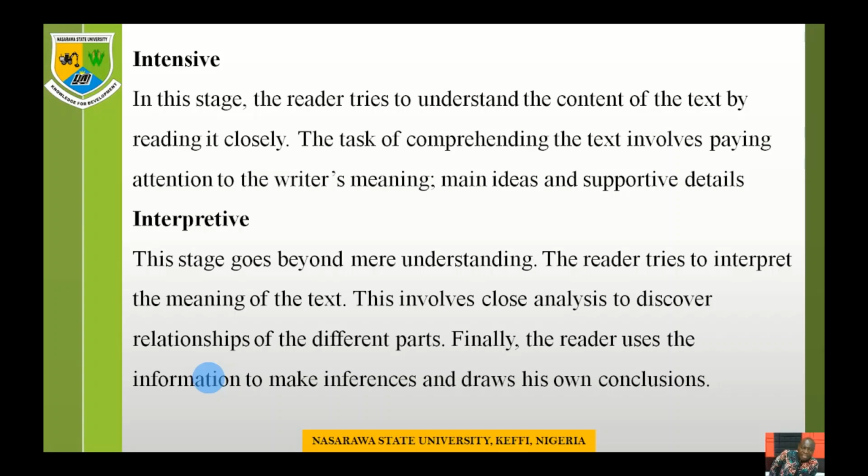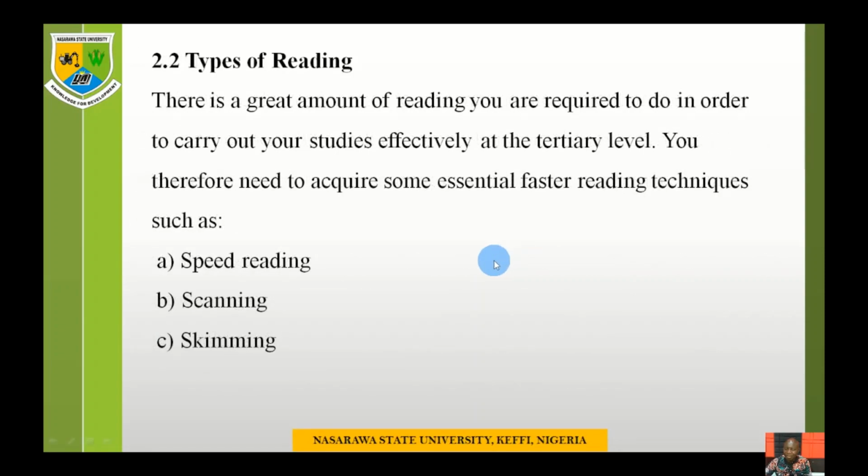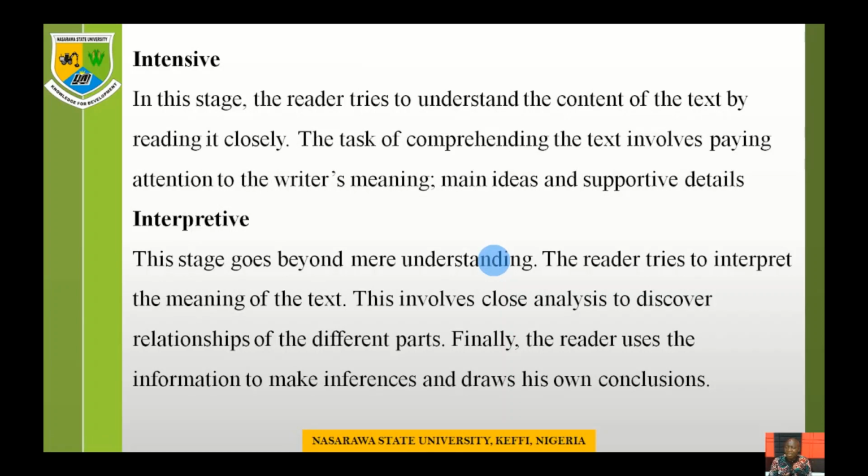The third step. This stage goes beyond mere understanding. I repeat, this stage goes beyond mere understanding. As a reader, you try to interpret the meaning of the text. And this involves close analysis to discover relationships of the different parts. The expectation here is that, as a reader, you don't accept verbatim what you have read. You should have the capacity to give other interpretations to what you read. And finally, the reader uses the information to make inferences and draws his or her own conclusions from what he has read.